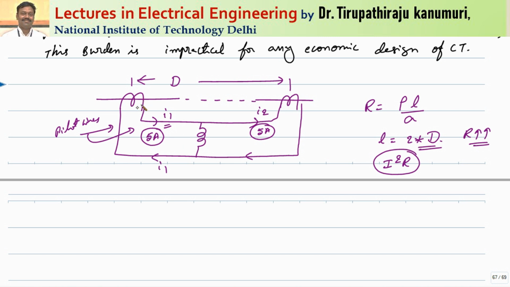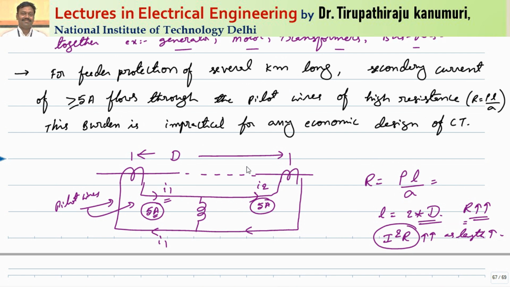So this introduces a huge burden on your current transformers. I am repeating once again, due to the resistance of the pilot wires, if the length is small, the effect of the resistance of the pilot wire is nothing, even though 5 amperes are passing through them. But as the length is increased, the resistance automatically increases, and the I square R losses increase drastically. That's why this scheme of protection cannot be employed for feeders. For feeders, we have to go for some other type of protection.